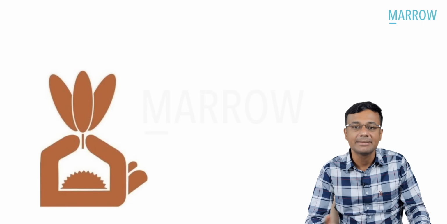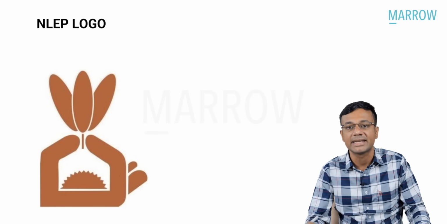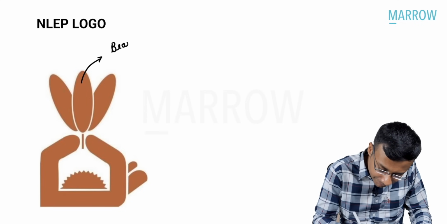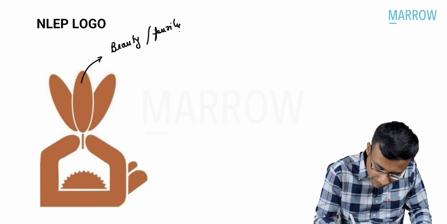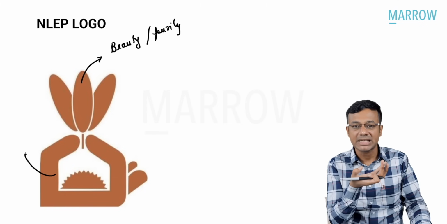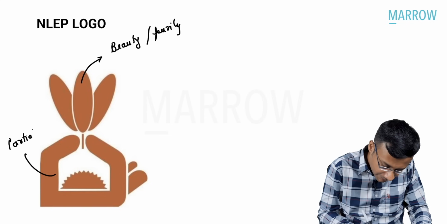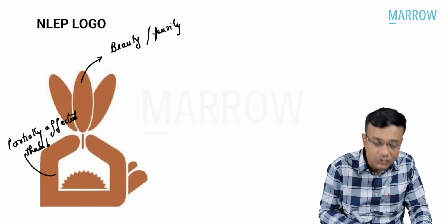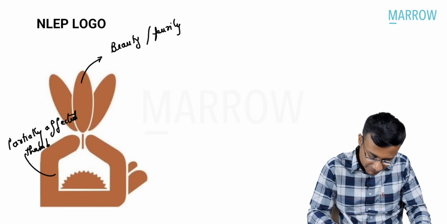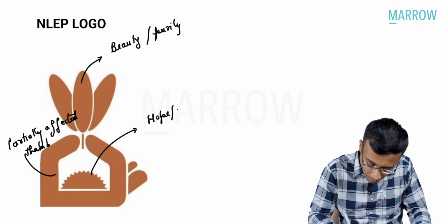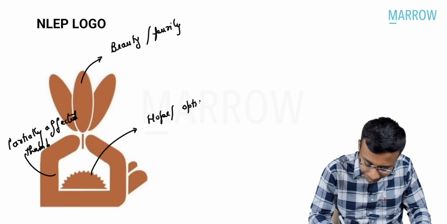Let us move on to this PSM based question, which is talking about the National Leprosy Eradication Program logo. So here we have the lotus, which represents beauty and purity. And here, this is representing the partially affected thumb, which is holding this lotus. So this is the partially affected thumb. What does it tell us is that leprosy can be cured and a leprosy patient can be a useful member of the society. And lastly, you have the rising sun. This rising sun represents hope and optimism in the entire program.